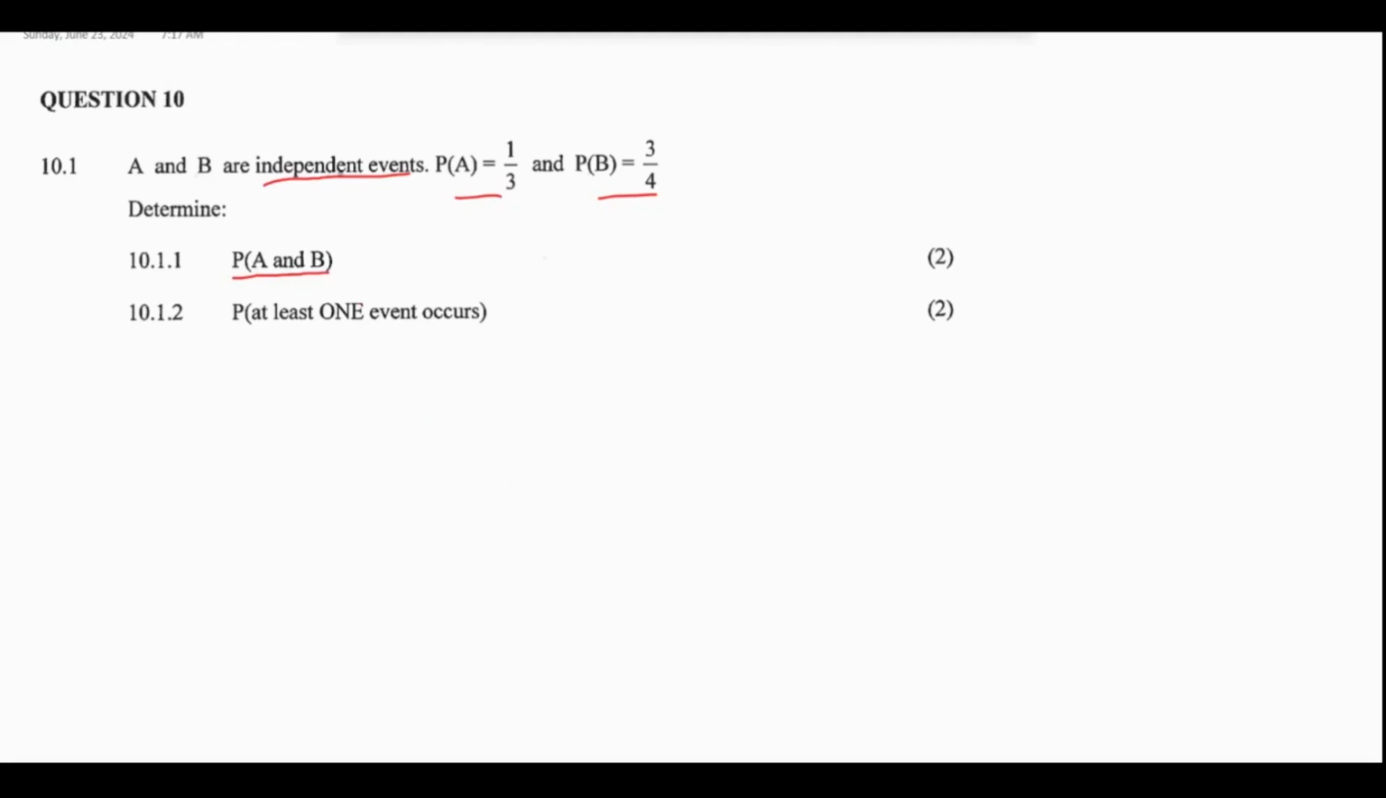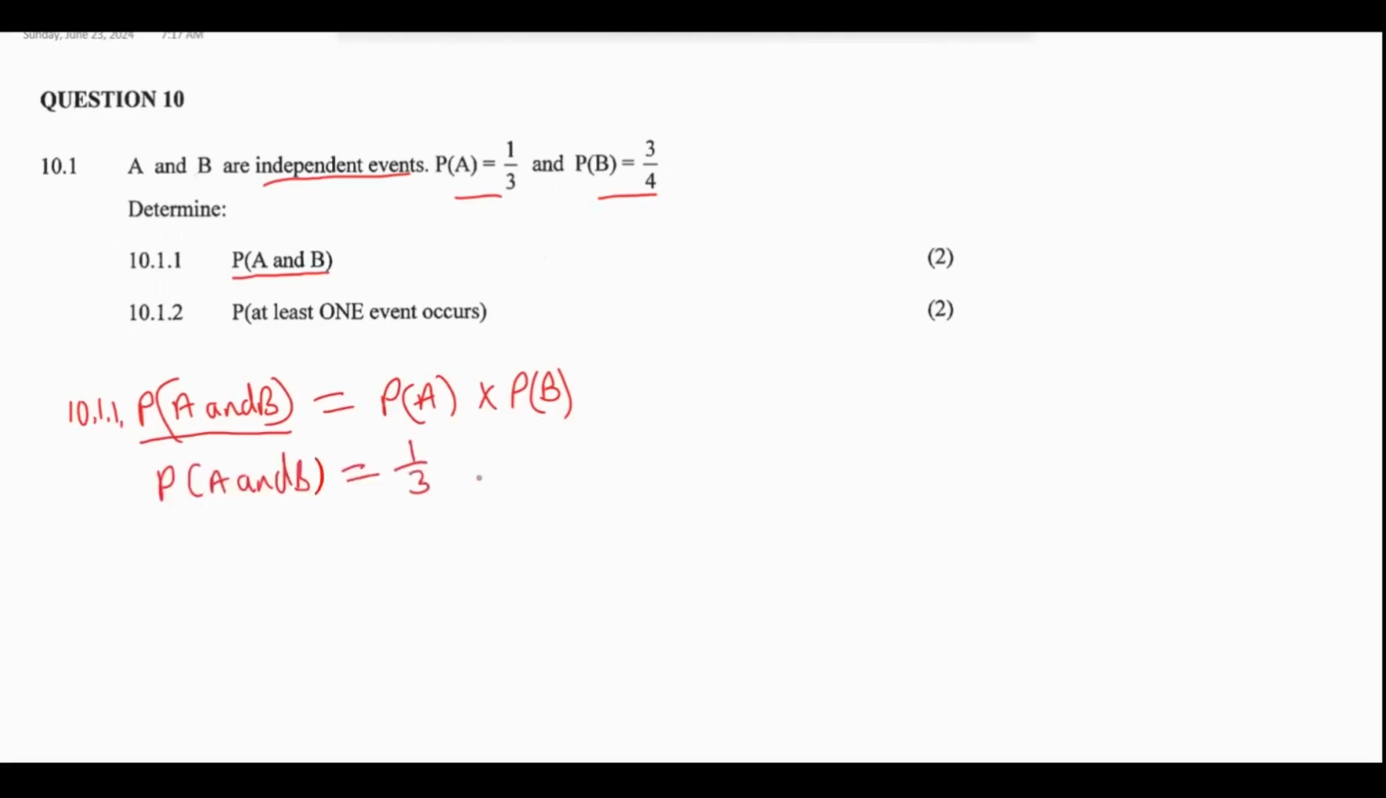So you have to remember the product rule. For independent events, probability of A and B is equal to probability of A times probability of B. You have to remember that. If A and B are independent, then the probability of A and B is probability of A times probability of B. That's the product rule.